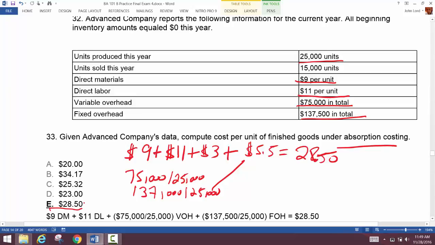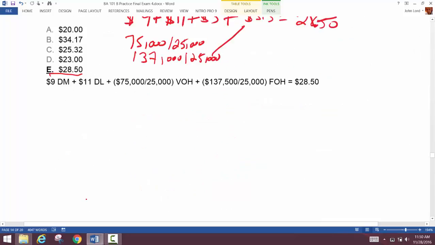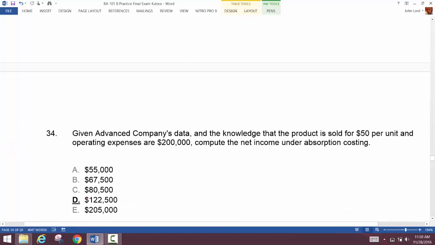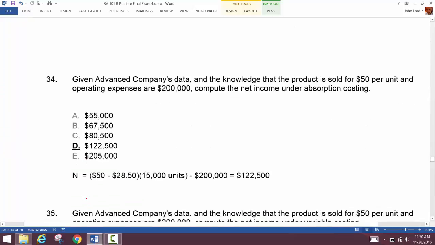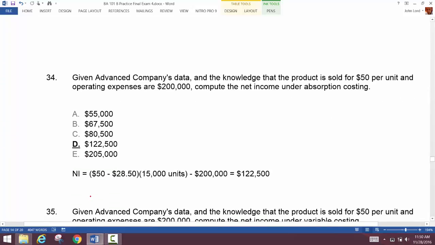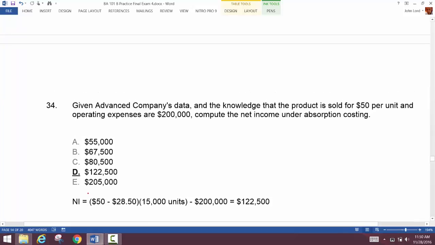Okay, good. Let's take a look at this one. Let's see if we can do net income under absorption. So my sales price is $50 per unit?